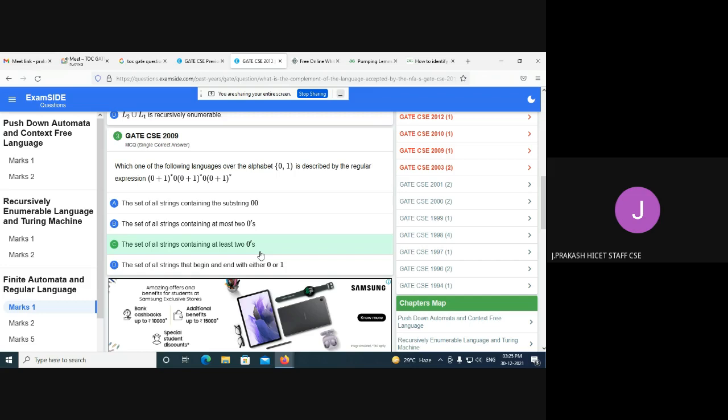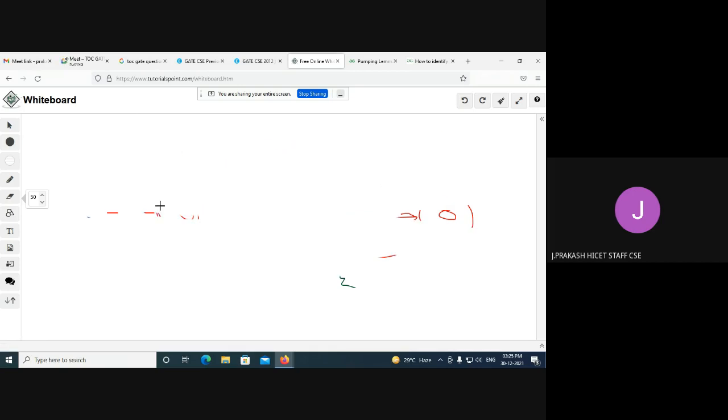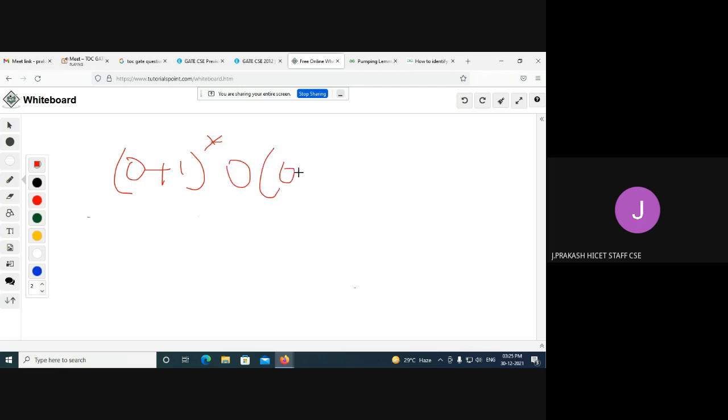Because for this type of problem, the problems will change. Let me check your capability. The same question, what will be the output for this? 0 + 1 whole star 0, 0 + 1 whole star 1, 0 + 1 whole star. Right.